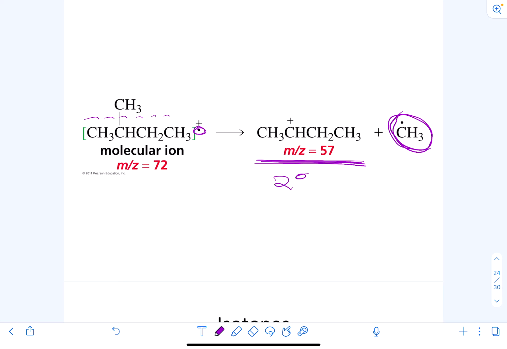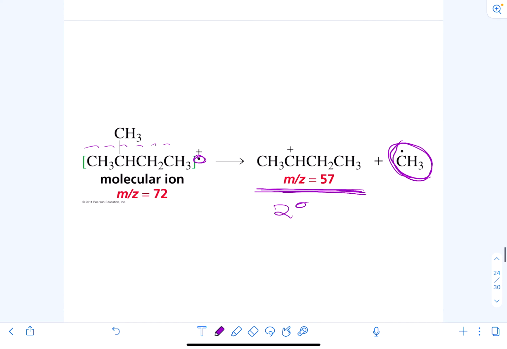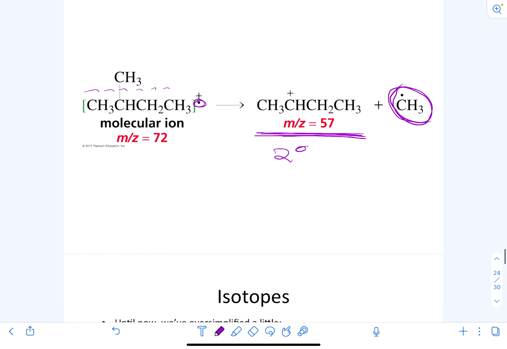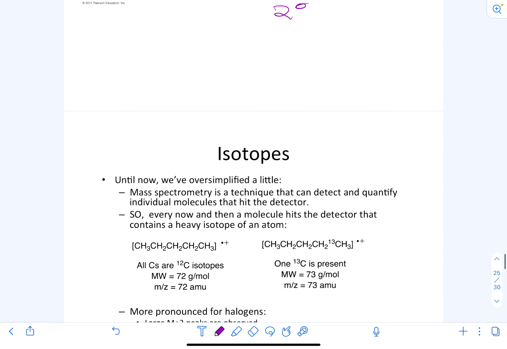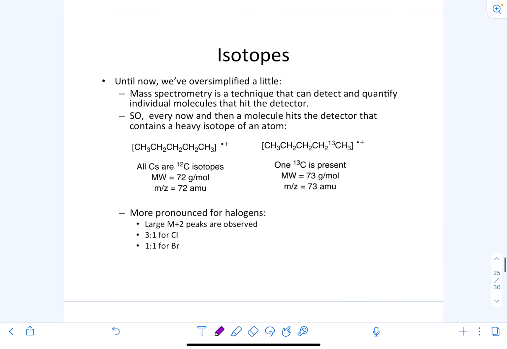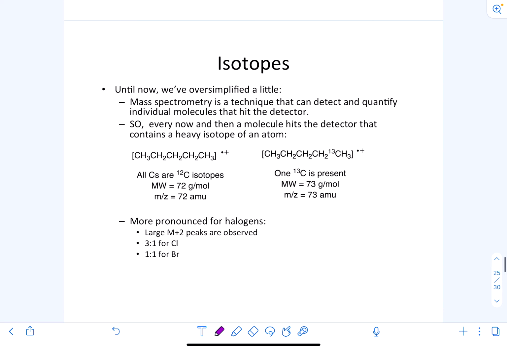Okay? Now, we have oversimplified things just a little bit. What we need to think about now is what are called isotopes. You guys know about isotopes, right? Different atoms have a varying number of neutrons on them, which changes their weight, right? Because neutrons have a mass.